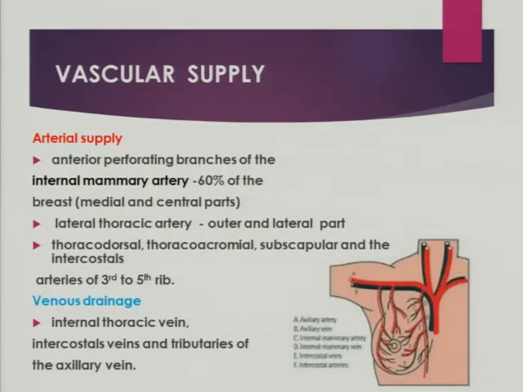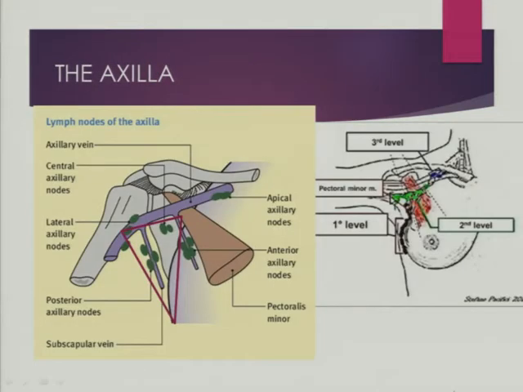Concerning the vascular supply, most of the vascular supply is from the internal mammary artery, and that goes for the arteries and the veins. And then we have the lateral thoracic artery, the thoracodorsal, we have scapular and intercostal arteries, a huge arterial area there, and for the veins, it's the same too.